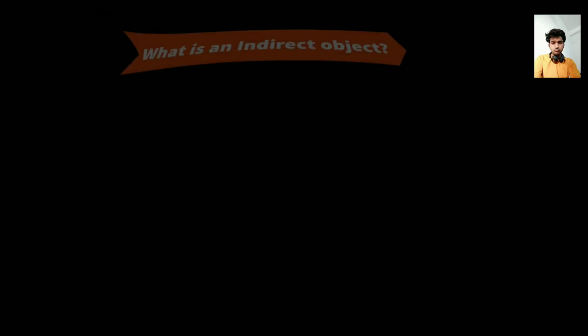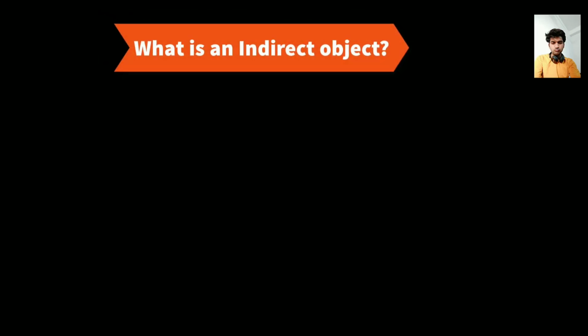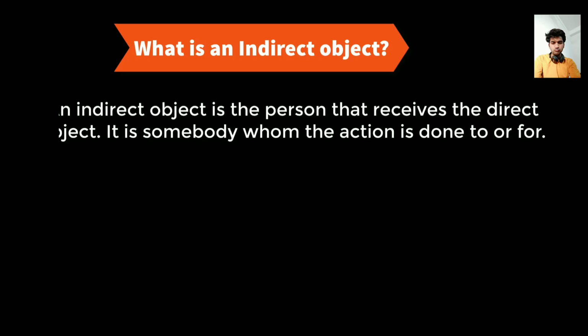Now let us understand what an indirect object is. An indirect object is the person that receives the direct object. It is somebody who the action is done for or done to. So you can simply say this person, the indirect object, is the beneficiary of the direct object. The direct object goes to the indirect object.